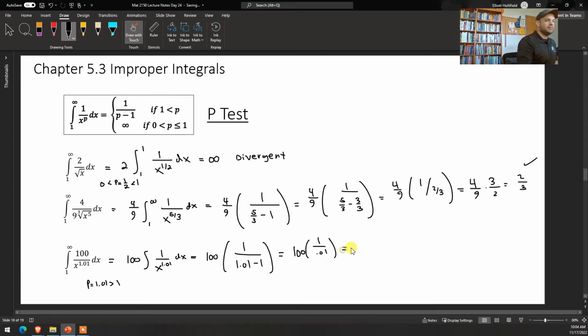Let's see. Dividing by 0.01, how many decimal places is that going to move our answer over? Looks like we need to move our decimal place over by 2 places. So that will be 100 times 100. Now how many zeros will we have? 1, 2, 3, 4. So we have 4 zeros, and we get 10,000, which is a convergent integral by our p-test.